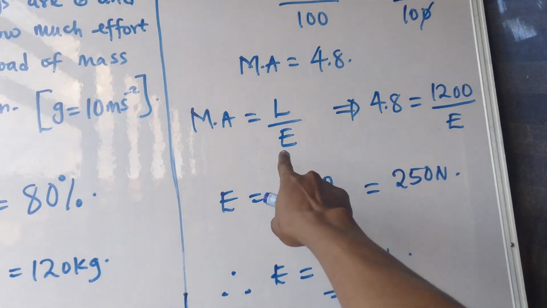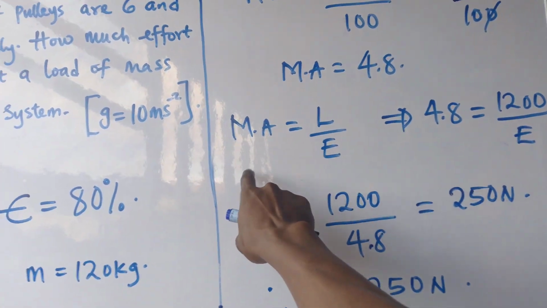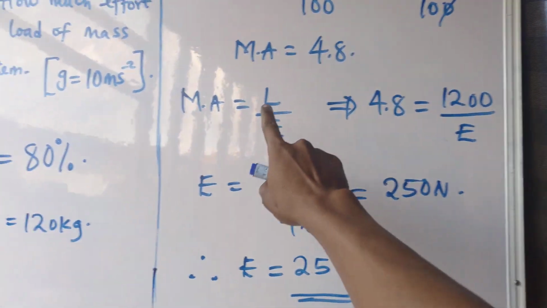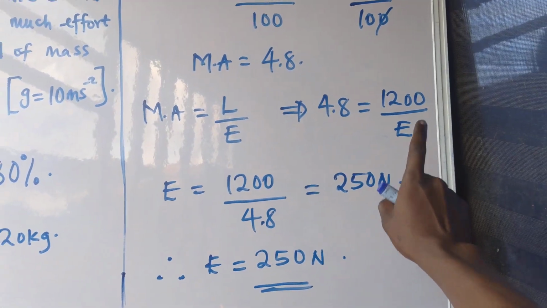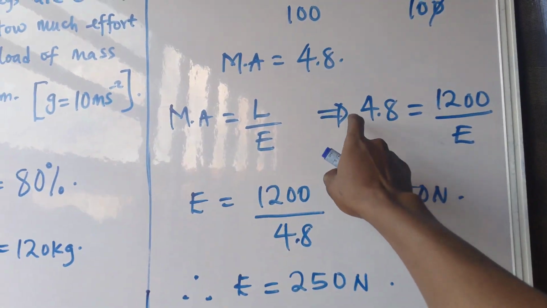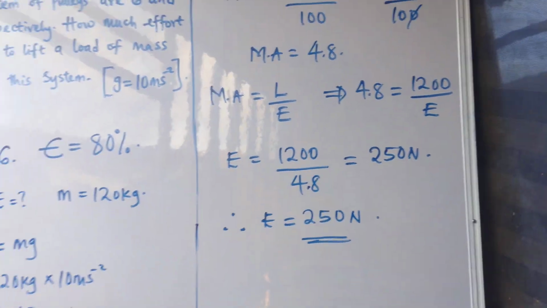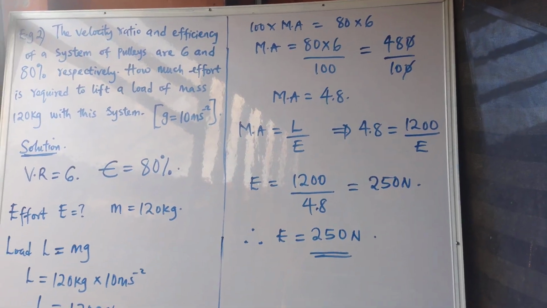So MA is equal to load over effort. Put the value of MA here. You substitute it there. So that is 4.8 equals the load, 1200, divided by E. So I had to interchange position. This will go, this one comes down here. So 1200 divided by 4.8 gave me 250 Newton. Alright, let's look at the next question quickly.